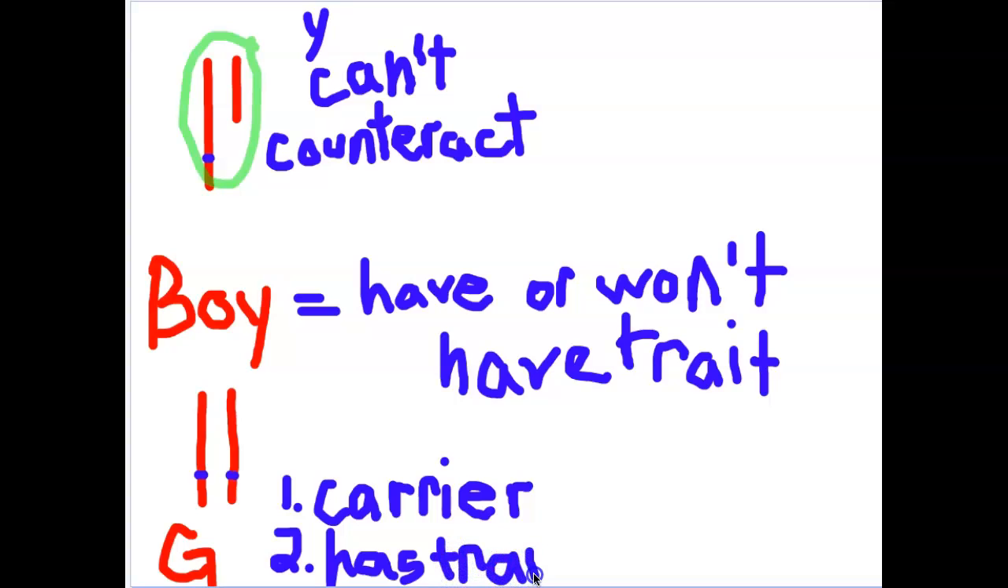So the girl can either not have the trait, where she's completely plain, she can carry the trait if she has it at a lower allele or at the lower part of the allele, or she can have the trait.